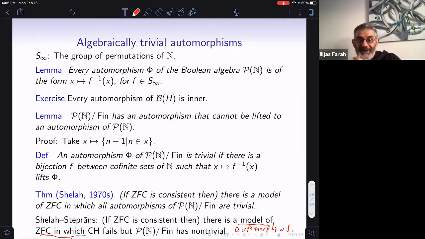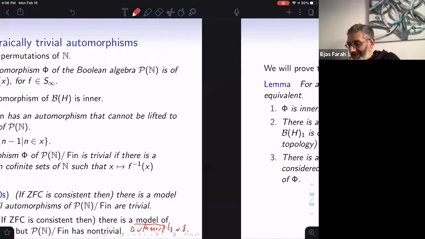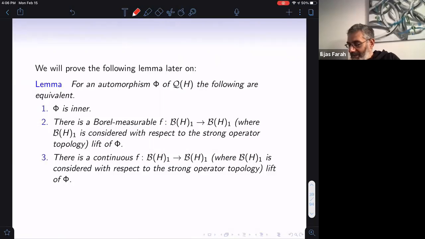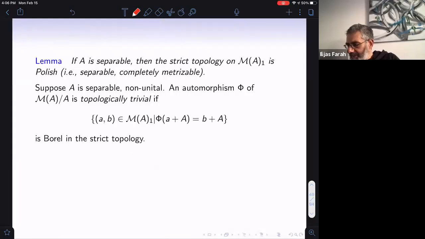Right. So after this, you may wonder, are those models in which all automorphisms of P(N) mod fin are trivial just some peculiar rare objects? So let's take a look at this. Let's take a look at what exactly it takes for an automorphism to be trivial. So the question is, what exactly does it mean to be a trivial automorphism?